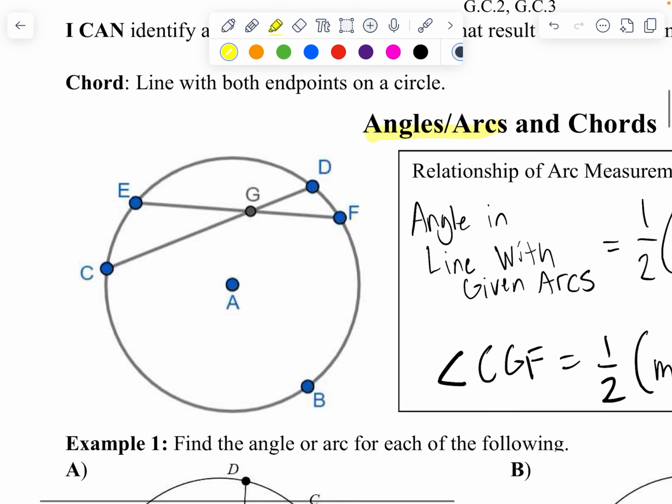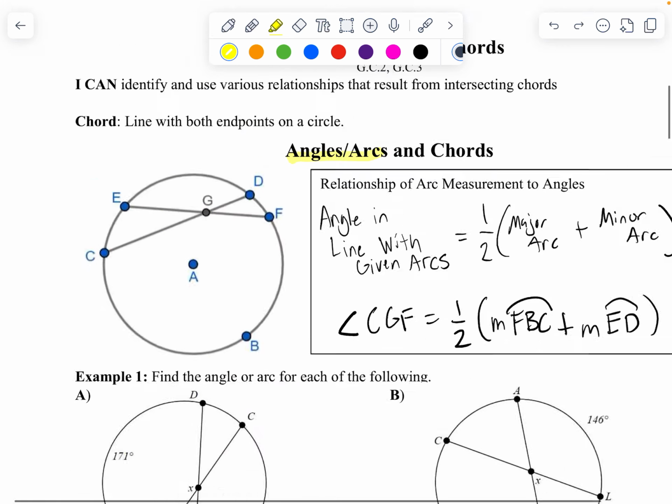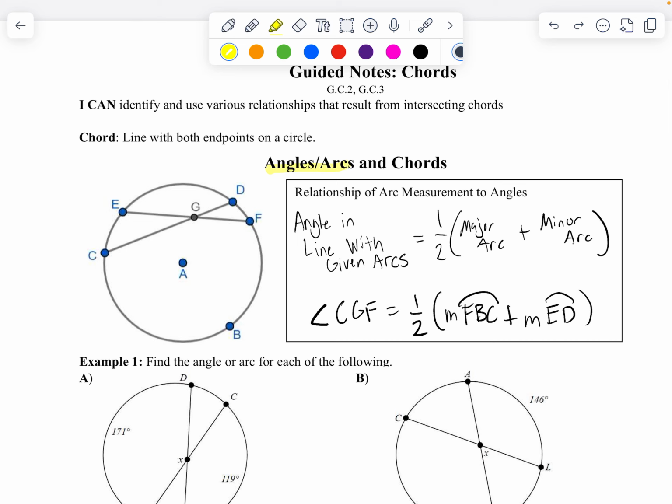All right, so this is when you have two chords that are intersecting with each other. Now, the property is, I'm going to give you the general one and then the more mathematical notation: the angle in line with a given arc. So let's say that we're given the arc of E to D, and that we're also given the arc from C, B to F, right? That whole arc there. The angle in line is going to be one of those two yellow angles because those are vertical angles. We know they're equivalent, right?